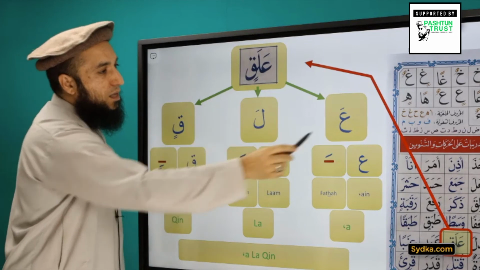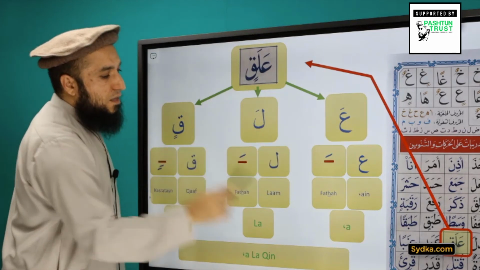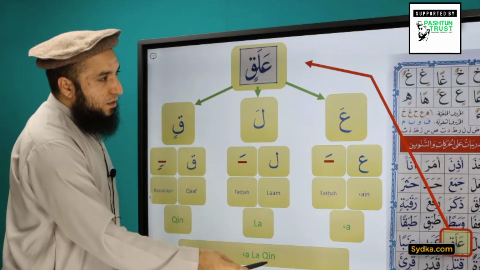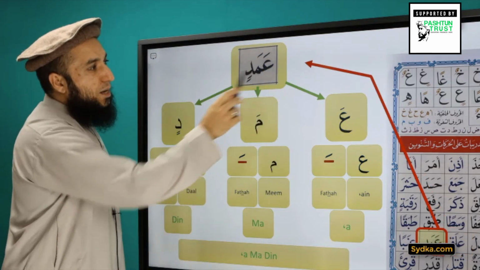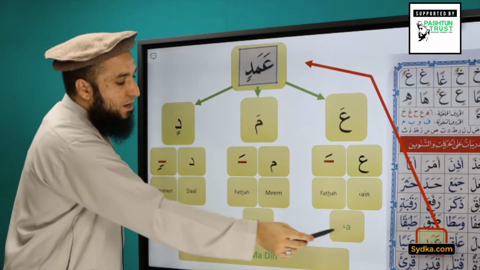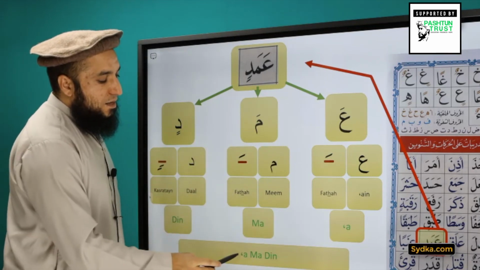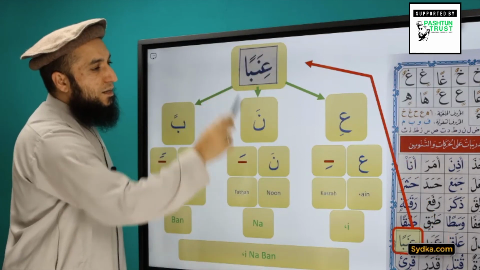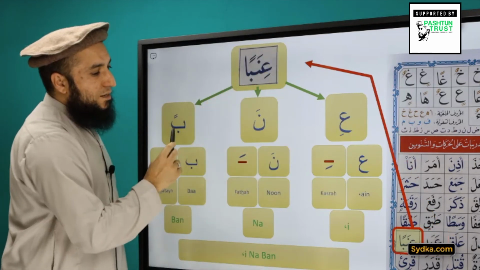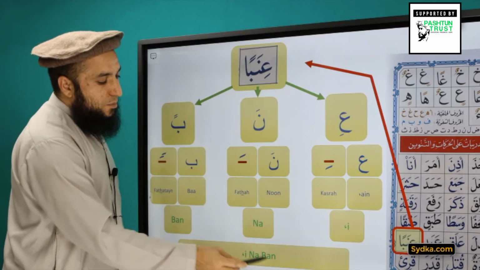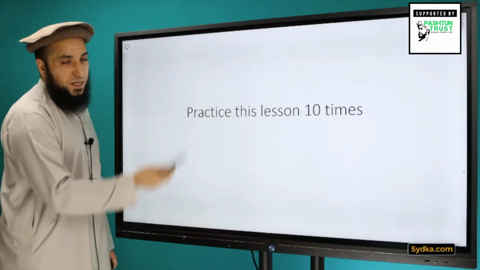Alaqin, alaqin. Amadin, amadin. Inaban, inaban. So this is the end of this session.